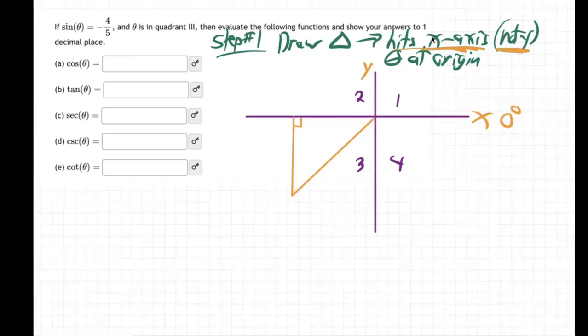And where do you put theta? You put theta right there at the origin. Don't put theta down here. That'll mess you up. Why? Again, because we started 0 degrees on the x-axis, and theta has to be right there. The triangle has to hit the x-axis. That'll make everything correct.